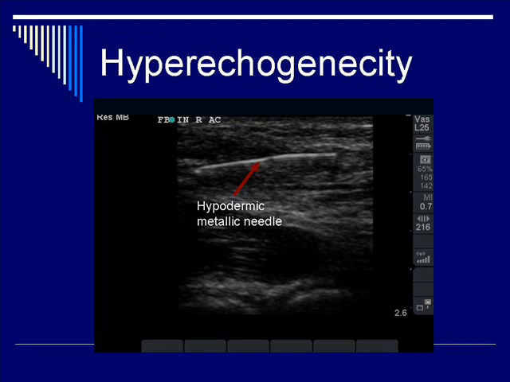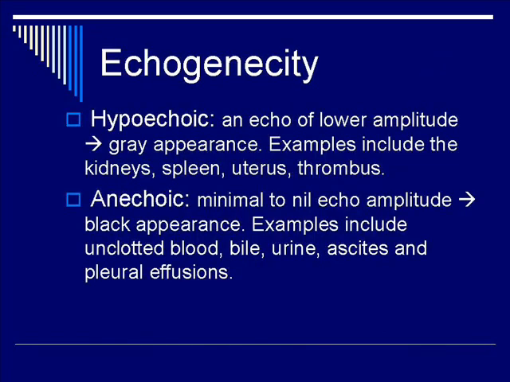There are two more variations of echogenicity that I want to talk about. The next variation is hypoechoic intensity. This describes an echo of lower amplitude compared to the surrounding structures. It has a gray appearance. Typically, it describes soft tissues. Examples include kidneys, spleen, uterus, thrombus. And anechoic structures basically have minimal to nil echo amplitude, have a black appearance, and describe unclotted blood, bile, urine, ascites, and pleural effusions.